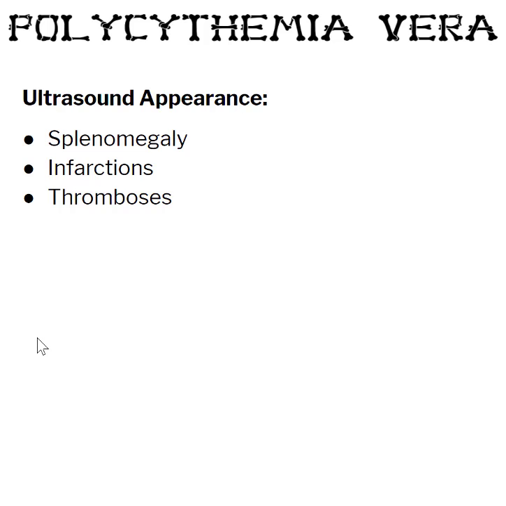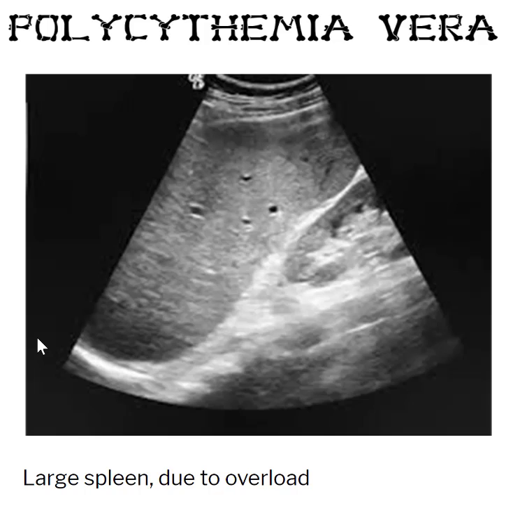On ultrasound with a patient with polycythemia vera, we will see splenomegaly, and because that thick blood can be very hard to pump through the small vessels, we might actually start to see some infarctions in the spleen and possibly some thromboses, blood clots in the venous portion. And again, here is a patient with polycythemia vera, a very large spleen, due to the fact that the spleen is being overworked.